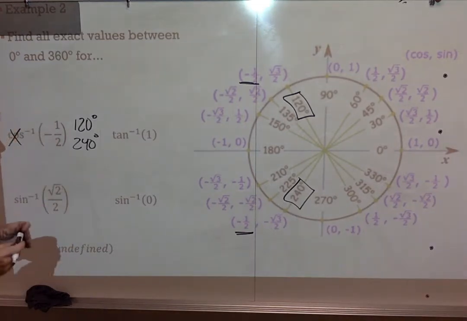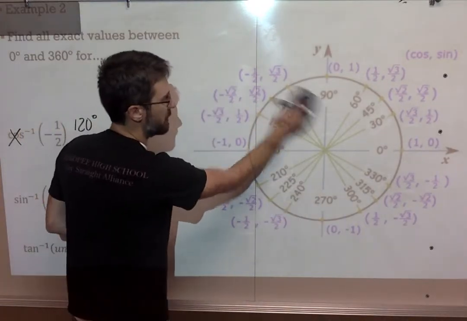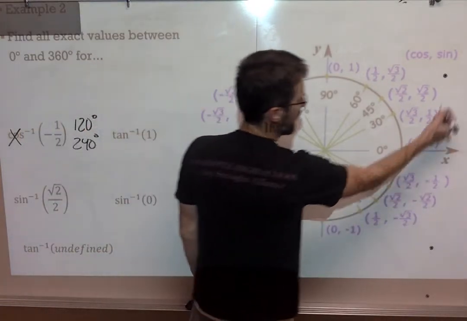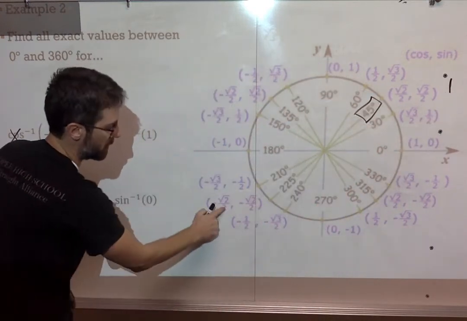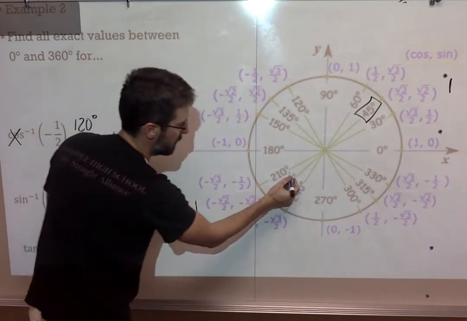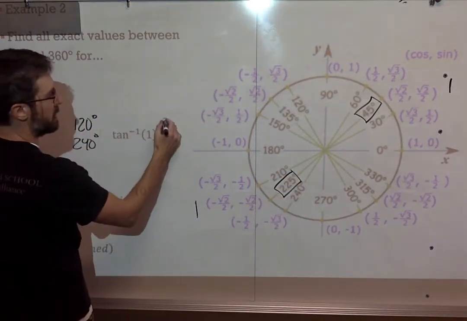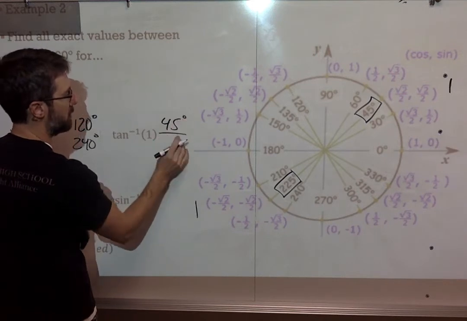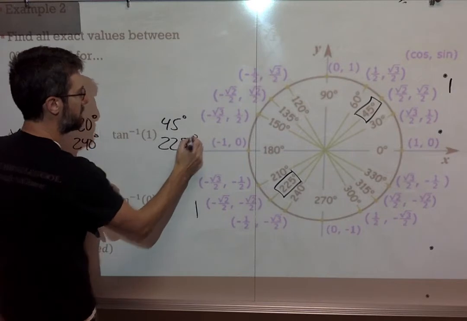All right, tangent ratio of +1. If you look at your tangent ratios on your unit circle, you should have a +1 right over here at 45 degrees. You should also have a +1 over here at 225 degrees. So that is 45 and 225.